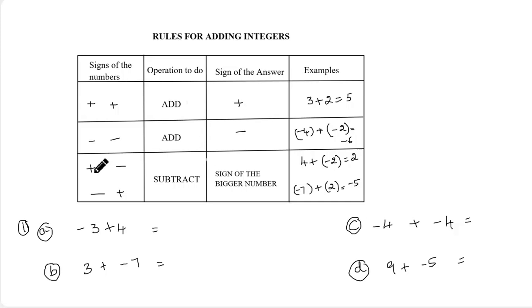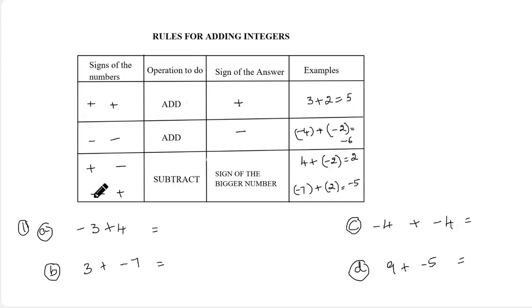Then when you have one plus and one minus sign, you need to do subtraction, and you need to give the sign of the bigger number. For example, 4 plus minus 2 is 2, right? Because 4 minus 2 is 2, and the sign of the bigger number is positive, so it's going to be a plus.